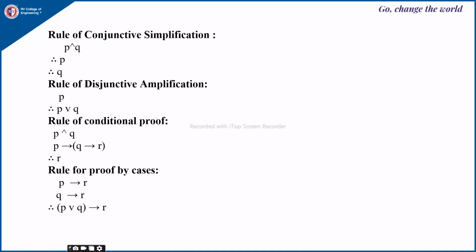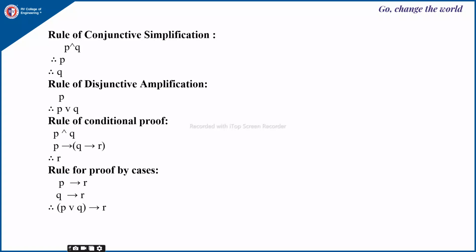Next we will continue with the remaining rules of inference. The next rule of inference is the rule of conjunctive simplification. Here it states that if P and Q are true, we can say that both P is true as well as Q is true. So that is obvious. Next is the rule of disjunctive amplification. If P is true, then ORing P with anything will also be true, because for OR we know that if one of the expressions is true, then the result is true. Therefore, if P is true, P or Q will also be true.